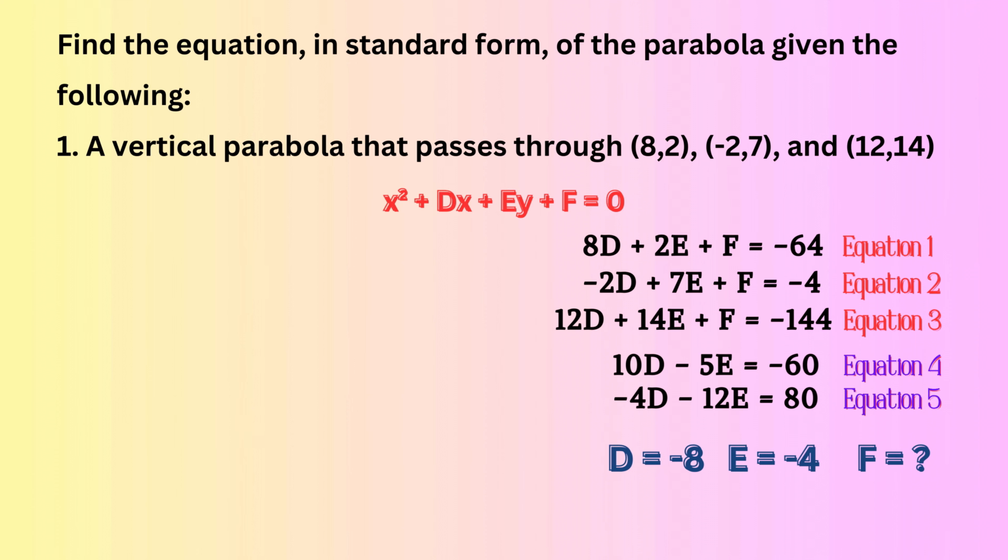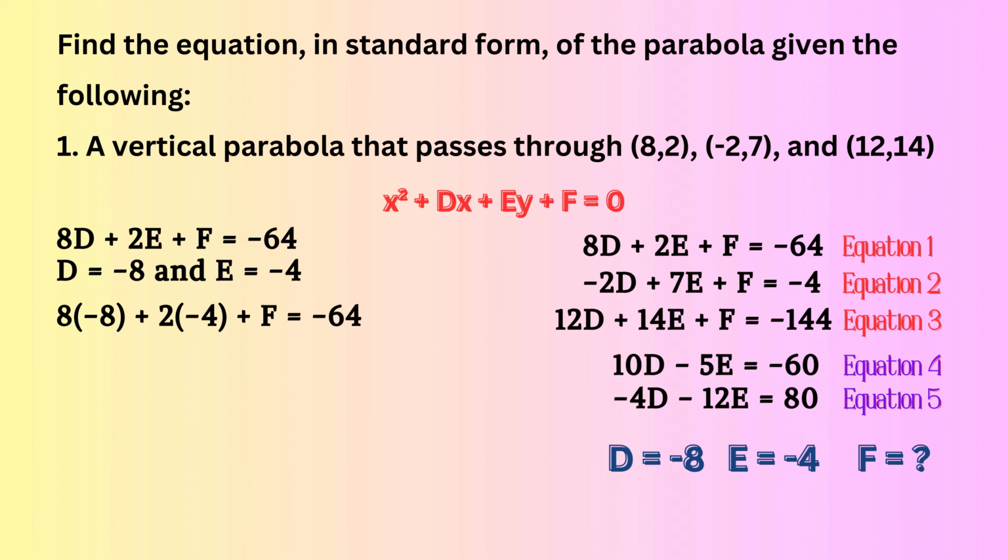To solve for the last variable f, we will use the value of d and e, and substitute them on any of the equations 1, 2, or 3. In this case, we will just use equation 1, 8d plus 2e plus f equals negative 64. Substituting d with negative 8, and e with negative 4, we will have 8 times negative 8 plus 2 times negative 4 plus f equals negative 64. Simplifying this, we have negative 64 minus 8 plus f equals negative 64.